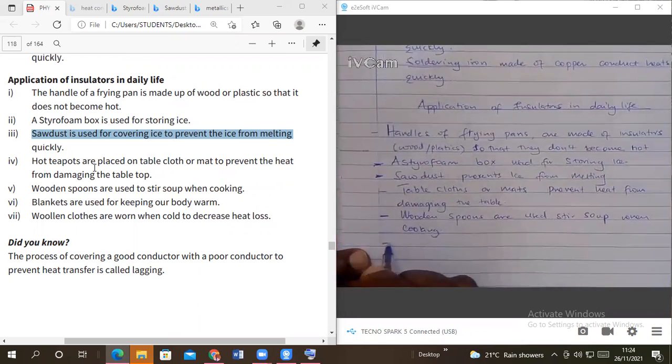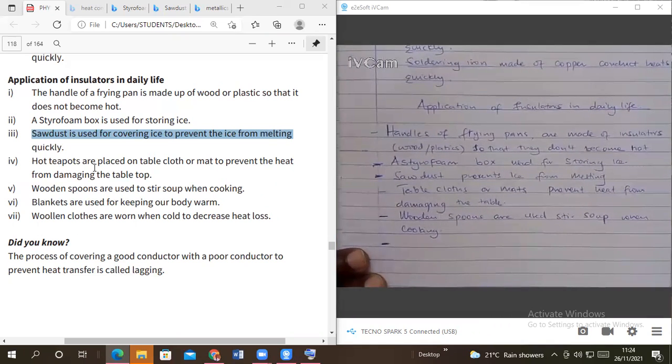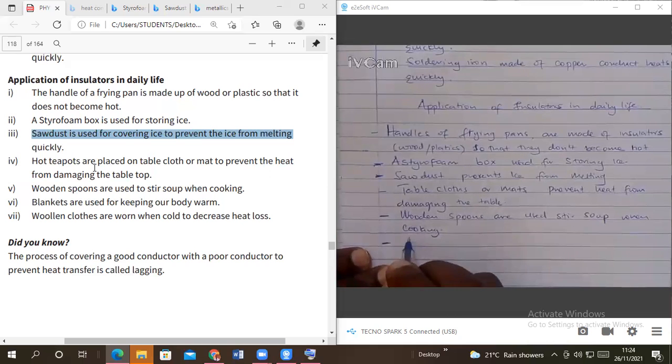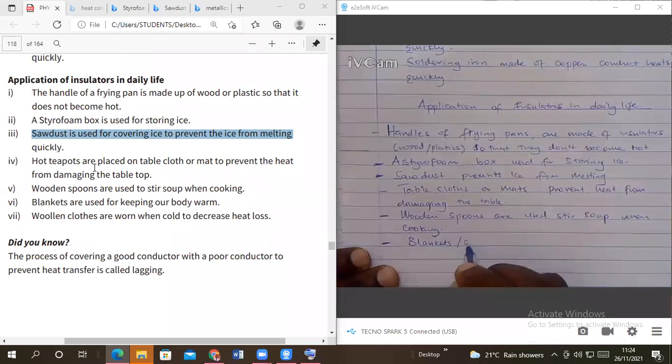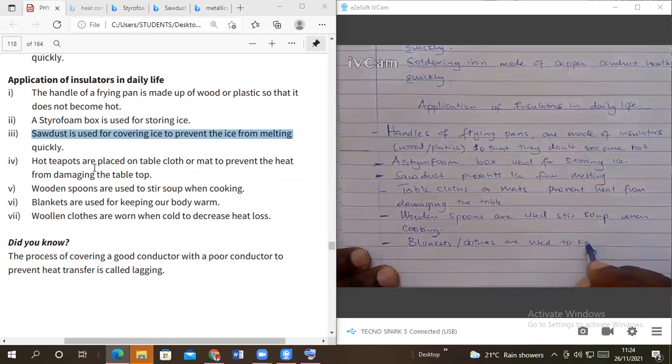And Pav gave us this one. Blankets are used for keeping our bodies warm. So you can say blankets, cloths or clothes are used to keep our bodies warm.